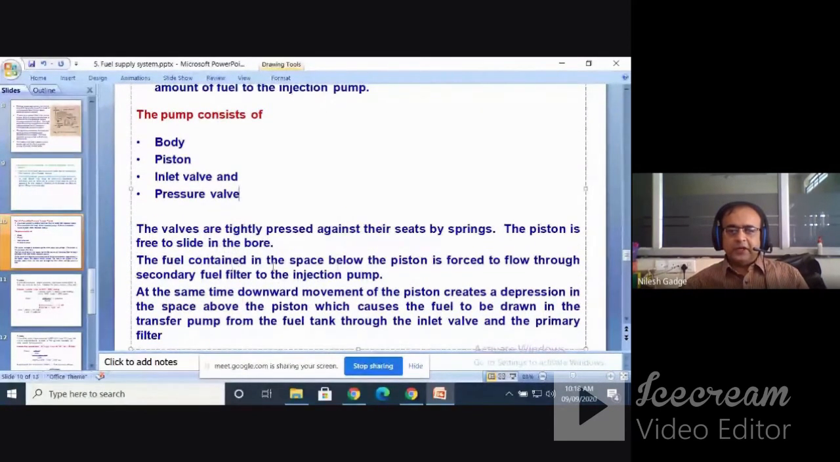The fuel contained in the space below the piston is forced to flow through the secondary fuel filter to the injection pump. At the same time, this is the movement of the piston inside the pump. This is not the piston of the engine. It is the piston of the fuel injection pump.